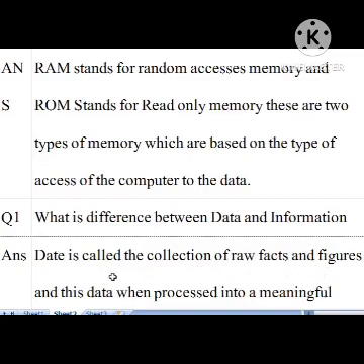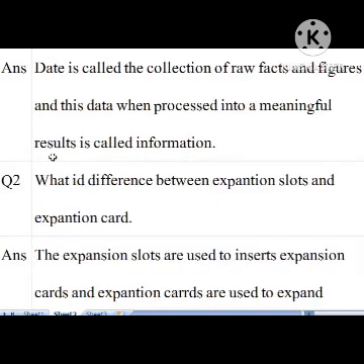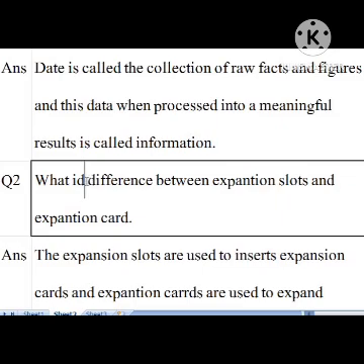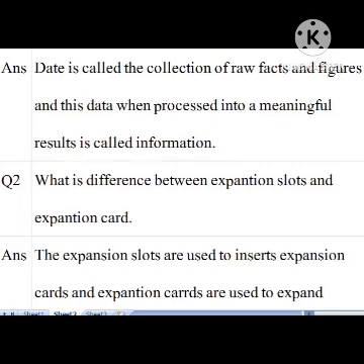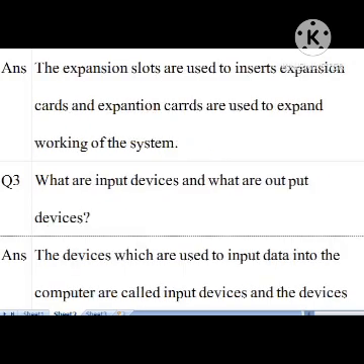What is difference between data and information? Data is called the collection of raw facts and figures, and this data when processed into meaningful result is called information. What is difference between expansion slot and expansion card? Expansion slot and expansion card are used to expand the working of system. What are input devices and what are output devices?